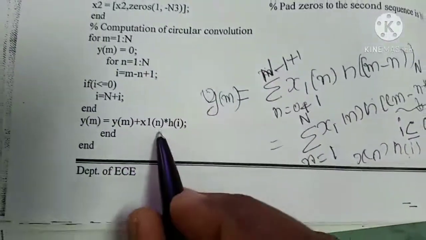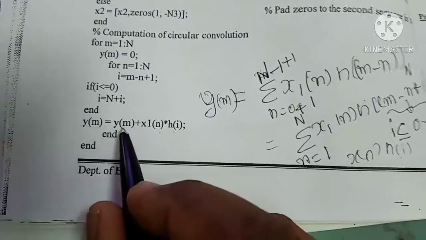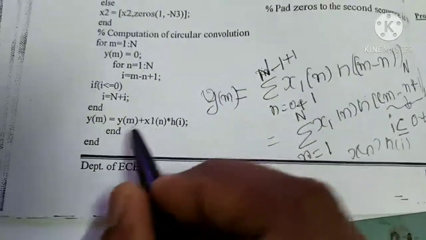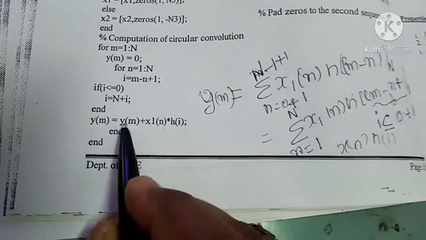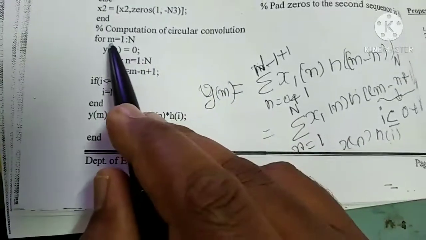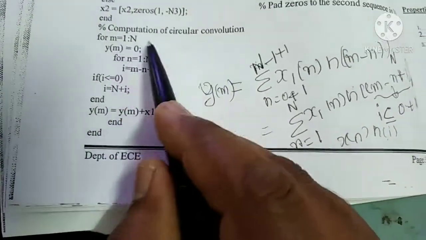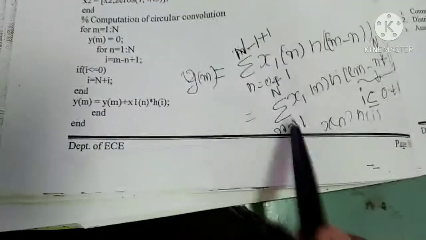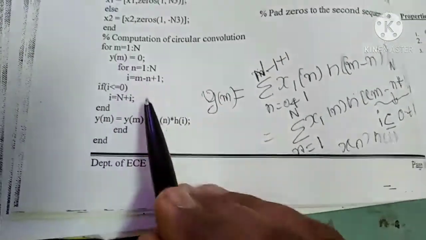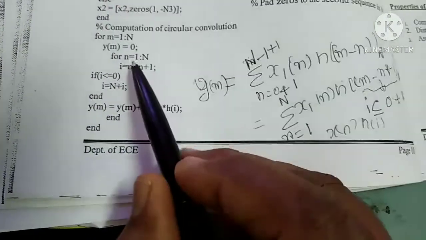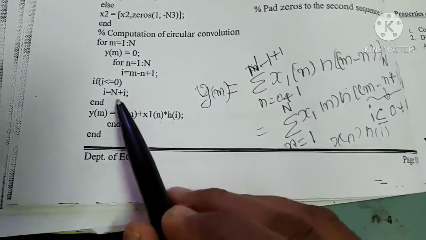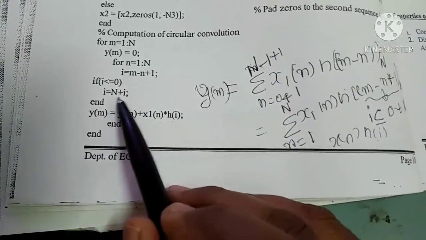So x1 of n into h of I. The summation is given by y of m is equal to y of m plus, every time n changes, the value will be added to your y of m. And the first for loop is for m, which changes from 1 to N, and the second for loop is for n, which also varies from 1 to N. Every time we are calculating I, and we are checking if the value of I is less than or equal to 0. If it is, then we are adding N plus I to this. This is not 1, it is N plus I. Then we are substituting here.